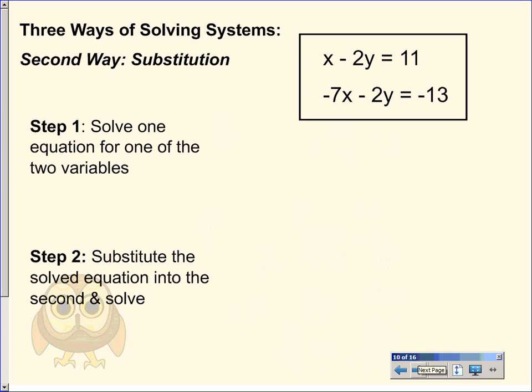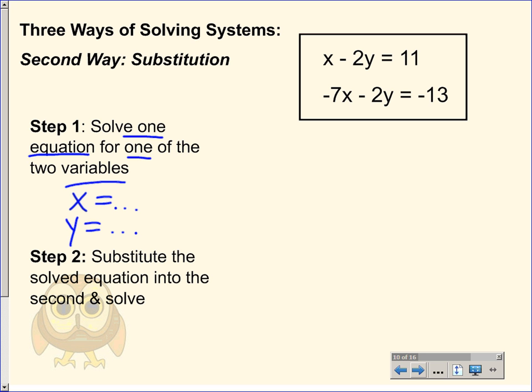We'll take a look at another example. I'm going to follow the same steps. The first step is to solve one of the equations for one of the variables. So again, I need either x equals something or y equals something. Now looking at my two equations, neither of them has been given to me as x equals something or y equals something. So we're actually going to have to do that first step and solve one of the equations.